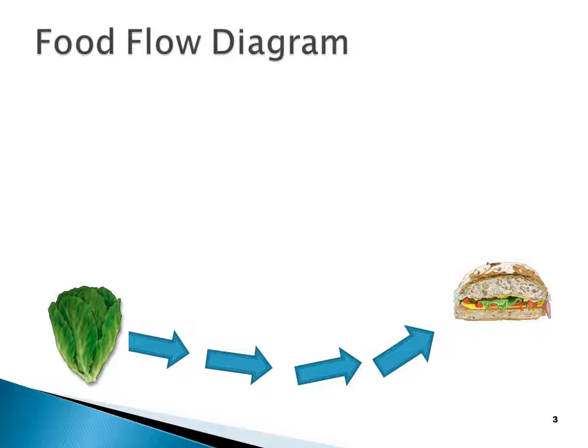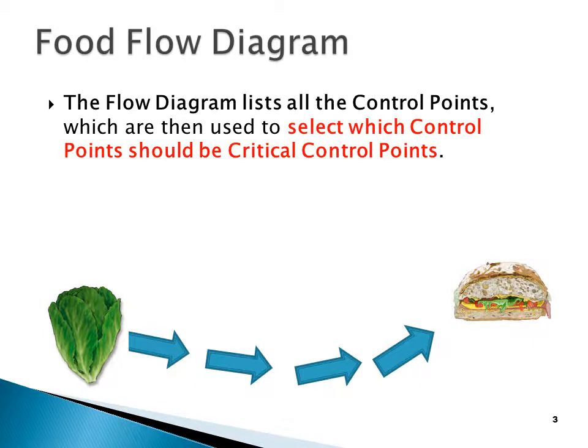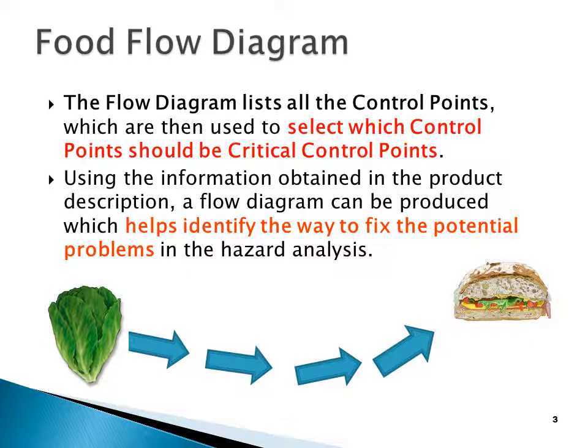Preliminary step 4 is the flow diagram, the flow of the food from the lettuce in the field to the sandwich we serve to the customer. The flow diagram lists all the control points, which are then used to select which control points should be critical control points. The control points being those places where we can do something with the food, wash it, cook it, heat it, reheat it, to take care of the food safety issues. Using the information obtained in the product description that we already did, a flow diagram can be produced, which helps identify the way to fix the potential problems in the hazard analysis.